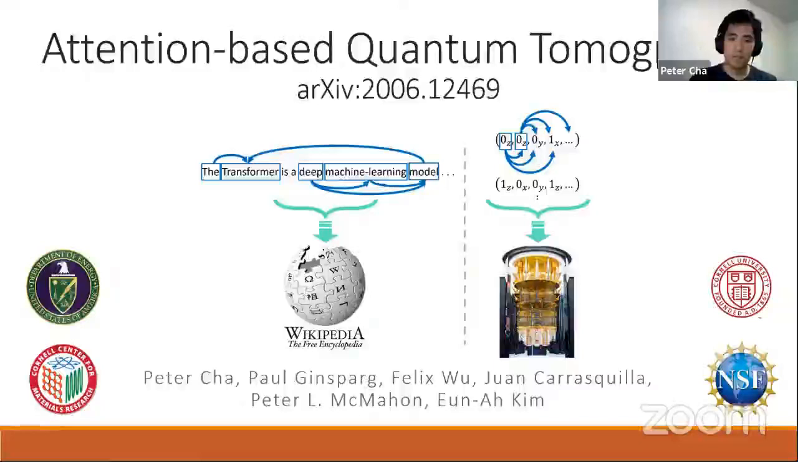So my talk will be entitled Attention-Based Quantum Tomography, based on a work that was posted to the arXiv recently with this arXiv number. And in this talk, I'll be presenting a new method of tomography based on a neural network approach.